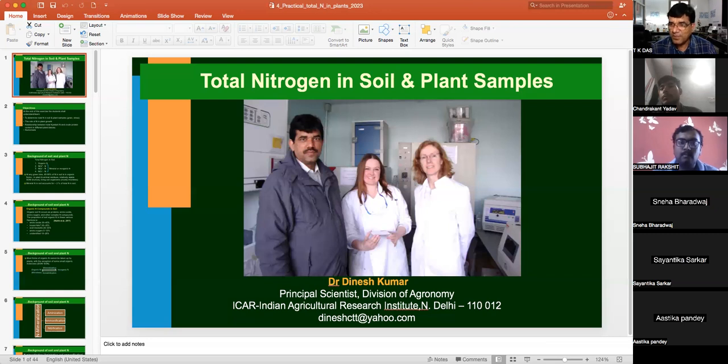Yeah, Shubhjit. Yes, sir. If we know the concentration of nitrogen in the plant tissues at a particular stage, and we want to compute or calculate the uptake of nitrogen, then how can we do it? How can we calculate the uptake, if we know the concentration of nitrogen in plant tissues? So uptake is calculated by multiplying the concentration with dry matter. Yeah, fantastic.